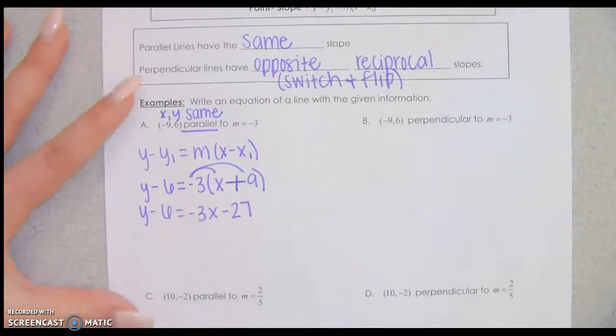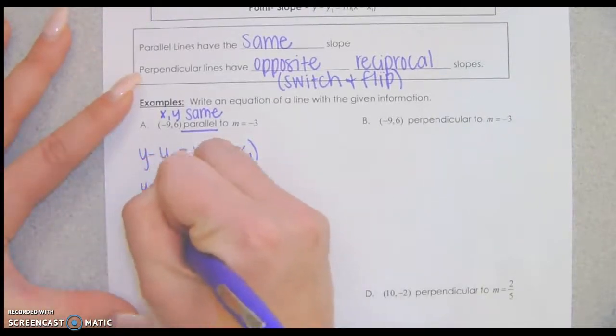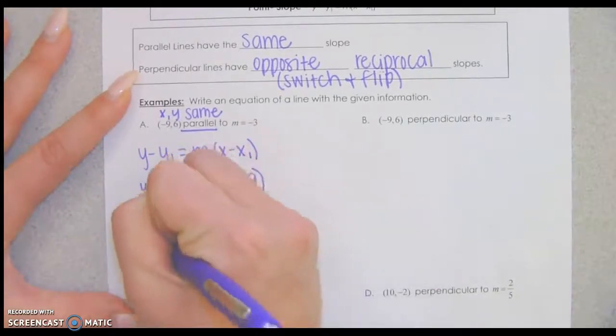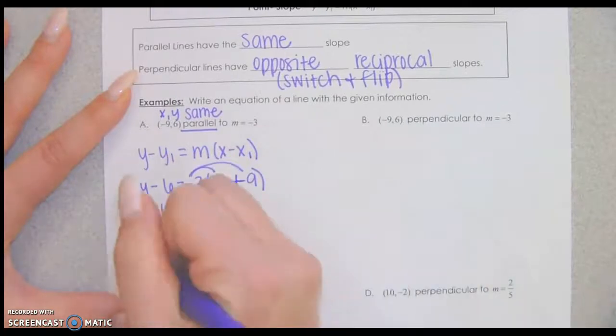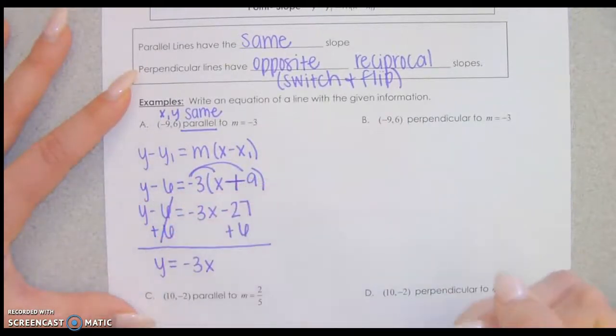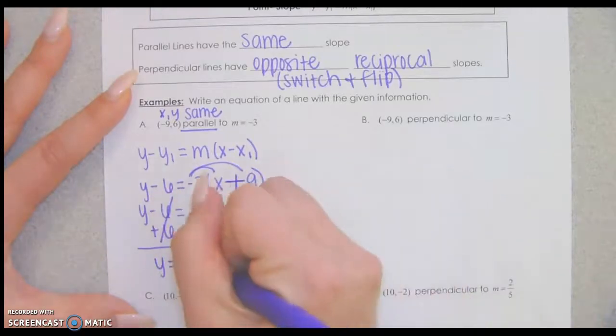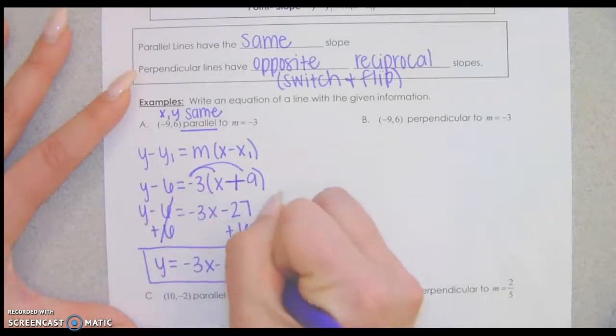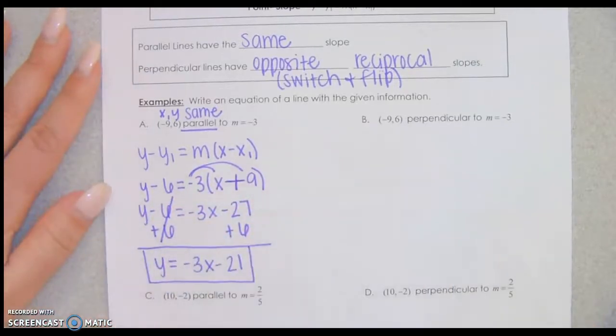Now I need to get y by itself, so I'm going to add 6 to both sides. My 6's cancel. And I have y equals negative 3x. And negative 27 plus 6 is negative 21. So that is my new equation of a line.